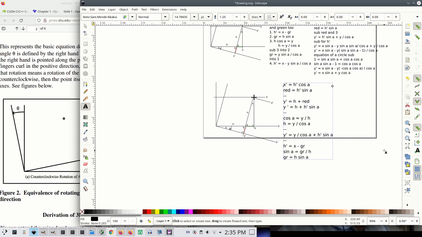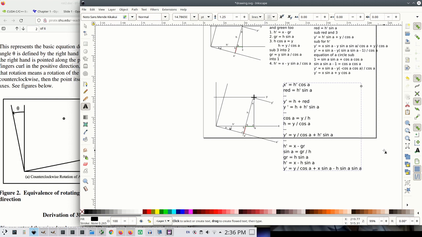Now we can plug that back into h prime. So we'll sub that back in. So h prime equals x minus h sine a. Okay, now we can go back to our y equation. So y prime equals y over cos a plus x sine a minus h sine a sine a.